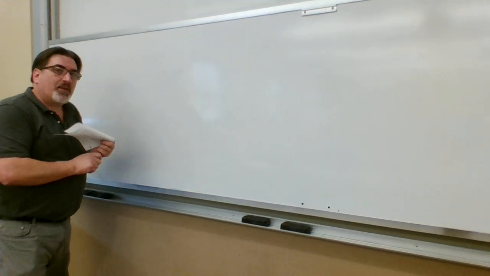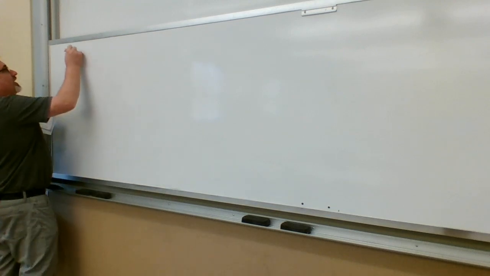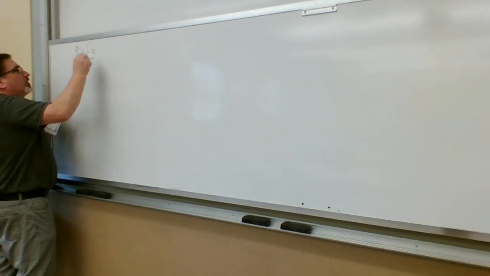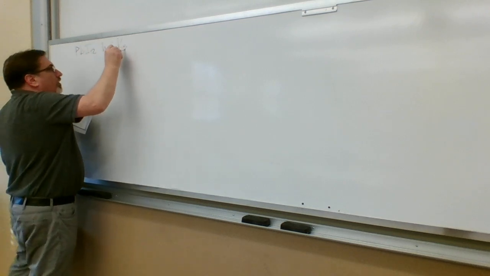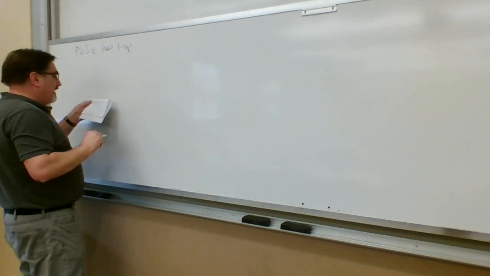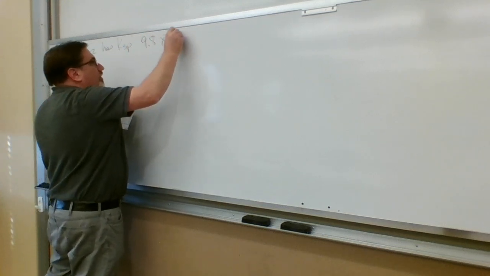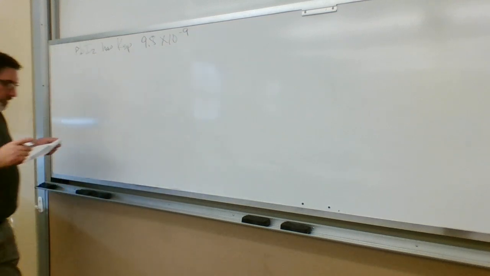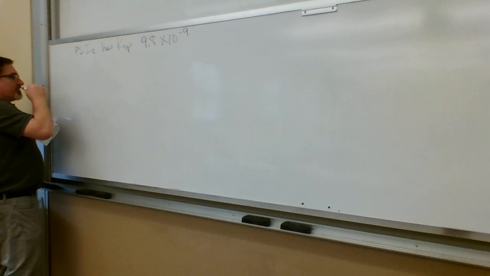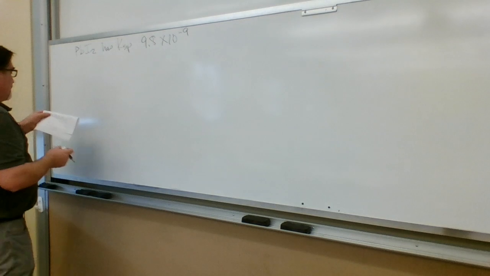Okay, so our first common ion problem. We're going to use PbI2, lead(II) iodide. PbI2 has a Ksp of 9.8 times 10 to the minus 9. And we're going to do some calculating, but now we're going to have a common ion present.